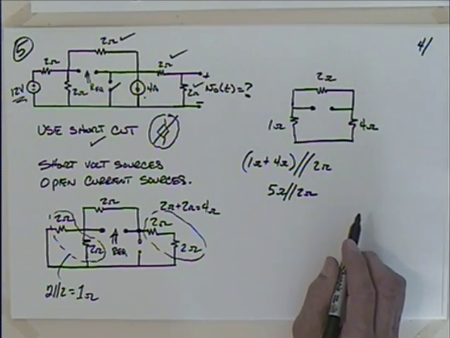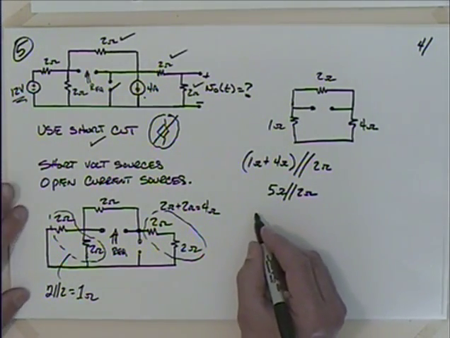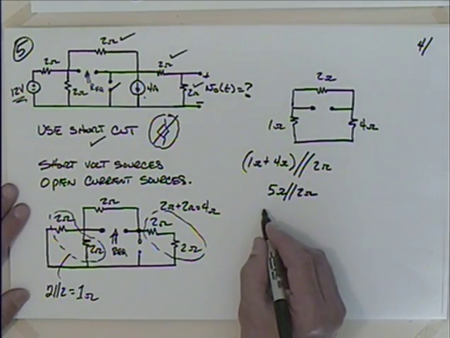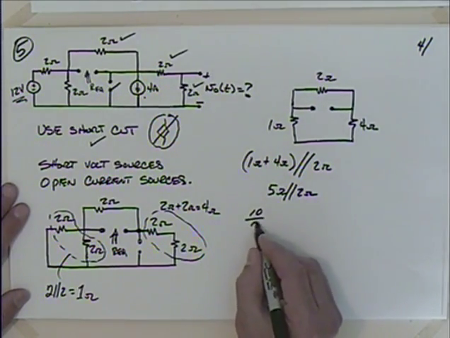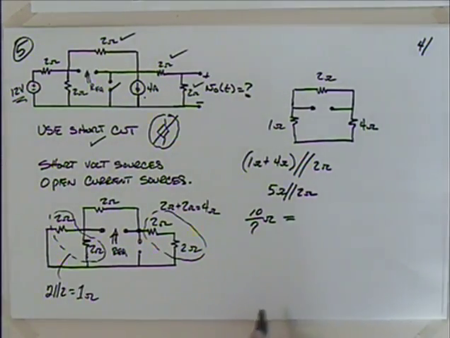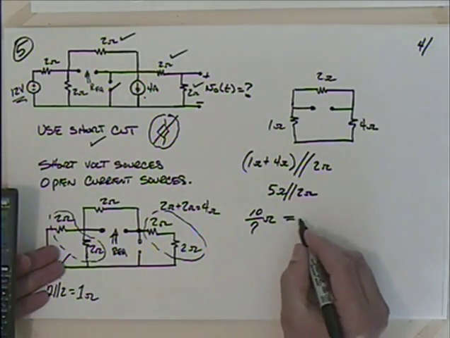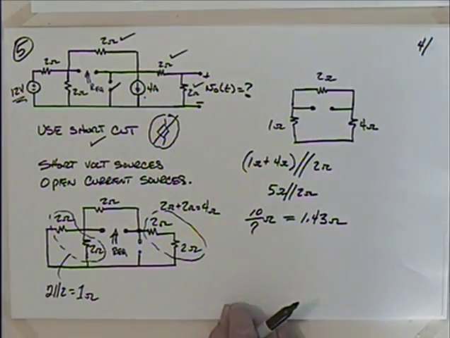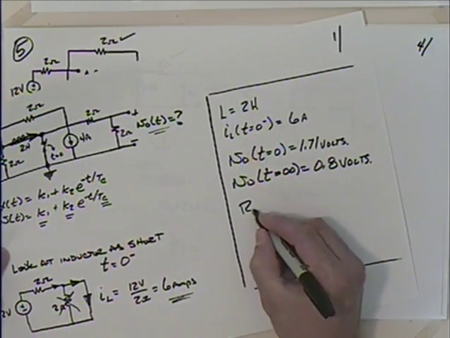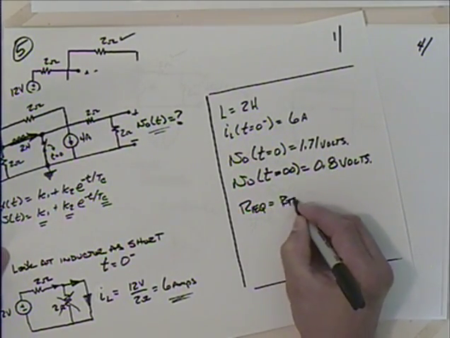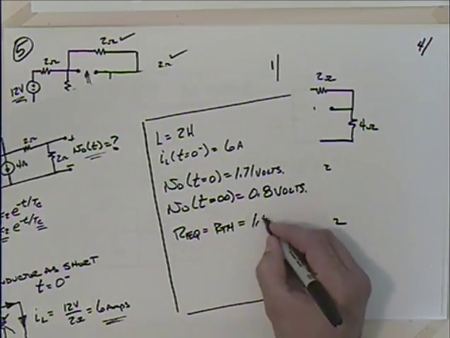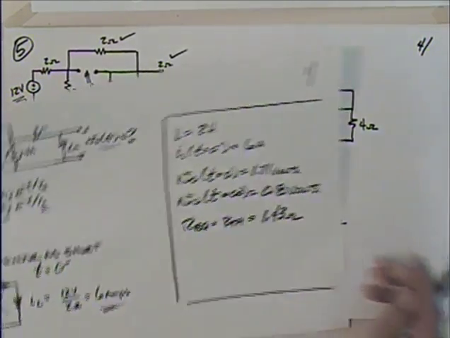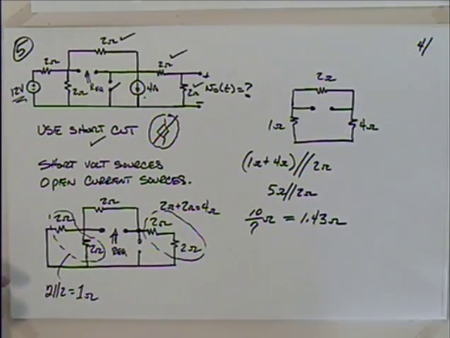Product over sum, right? So I get product over sum, 10 divided by 7 ohms. I think I'll get a decimal equivalent for that. 1.43, yeah, 1.43 ohms. Okay. So I could come back to the scorecard here. I've got R equivalent, which is equal to R Thevenin, is equal to 1.43 ohms, and that's how we got it.